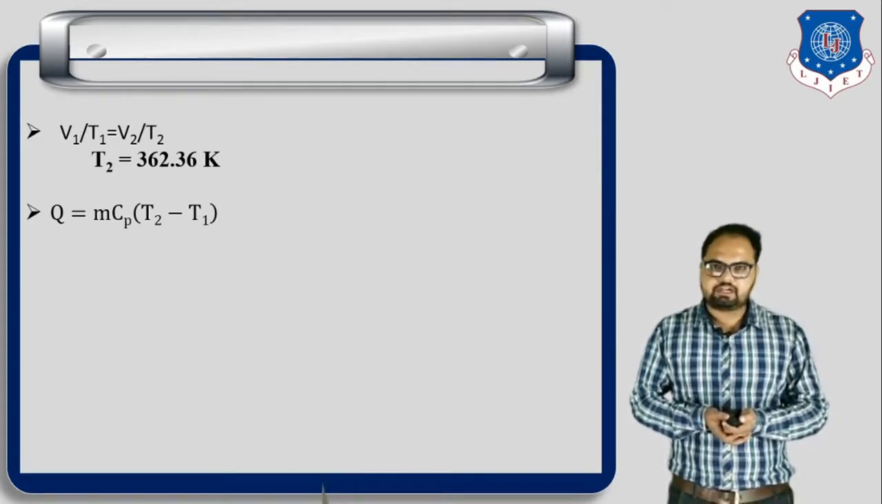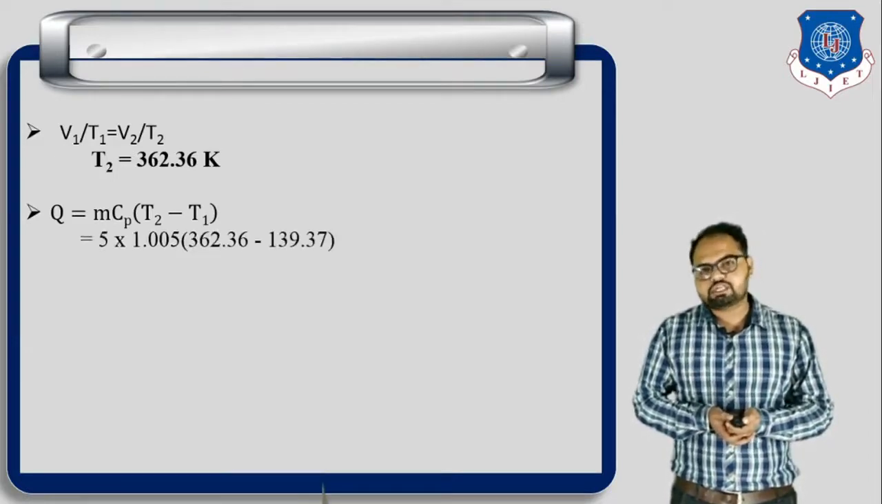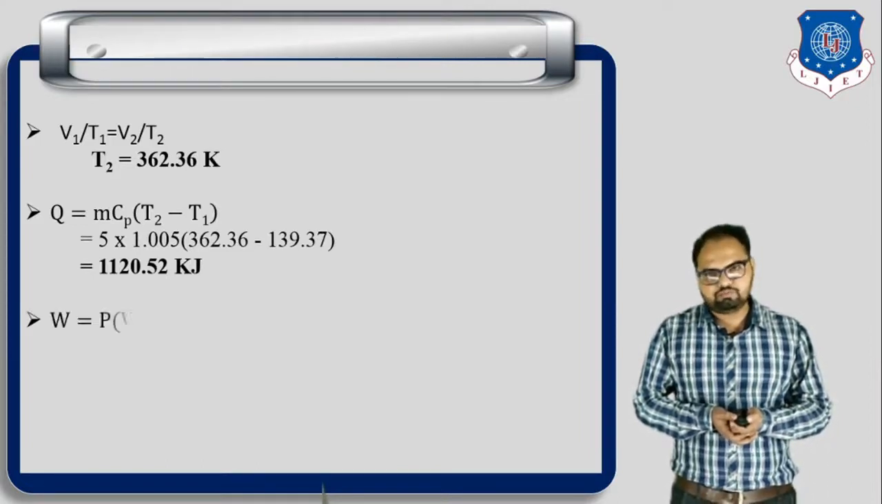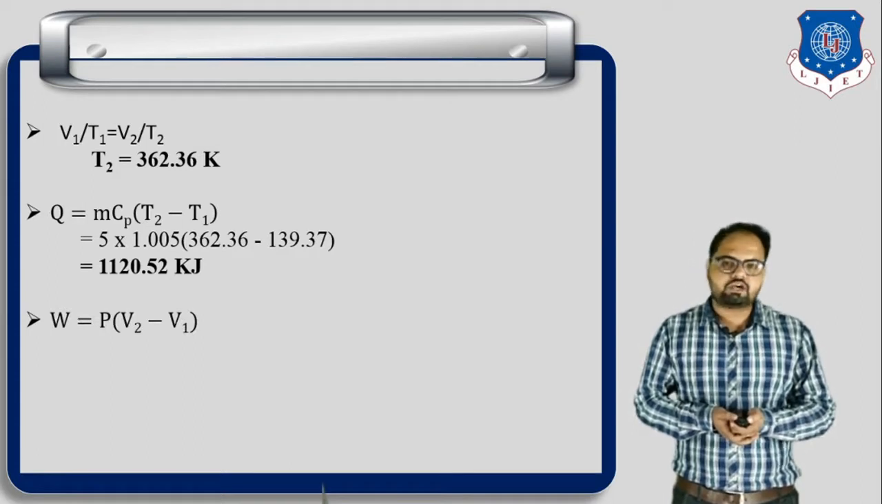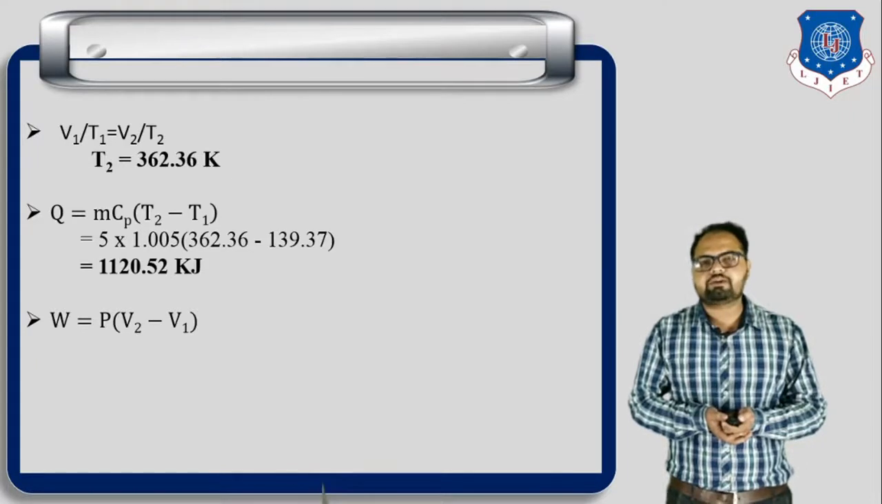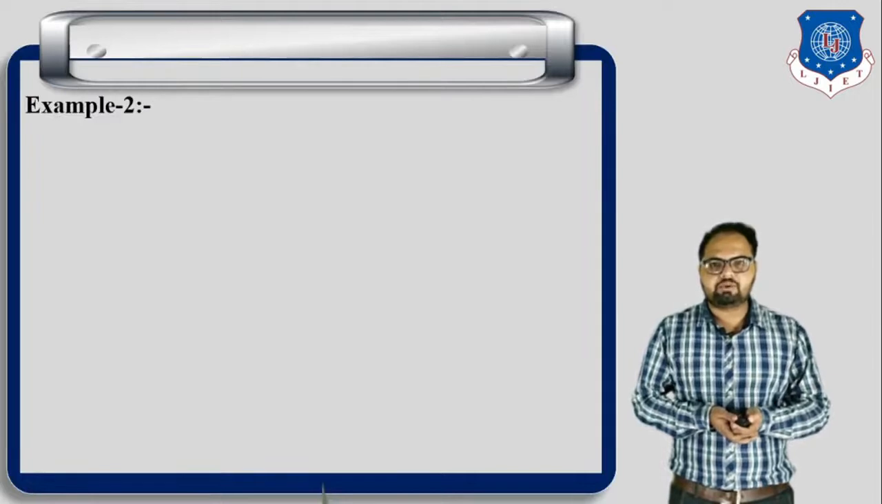Now we have the values of m, Cp, T2 and T1, so we can put them in the equation of heat supplied, that is Q is equal to m Cp (T2 minus T1). By putting values in this equation we get Q as 1120.52 kilojoule. Next is work done during the process, the simple equation W is equal to P in bracket V2 minus V1. By putting the values we get 320 kilojoule. So dear students, this is all about this numerical, very easy numerical.